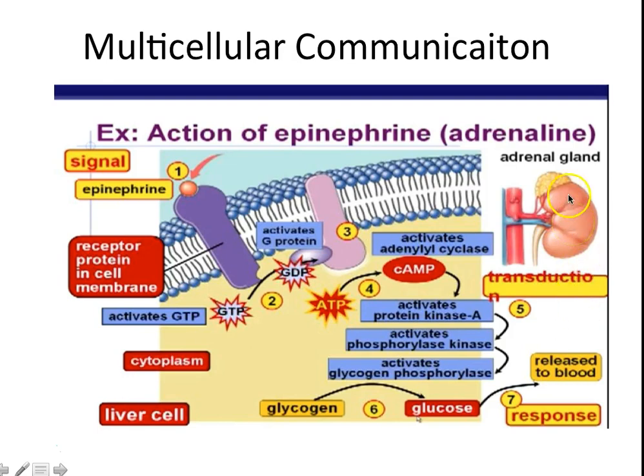So the first thing that happens is the adrenal gland releases epinephrine. And if you remember, that's released in that fight or flight situation when your body is going to need some serious glucose to either fight or flight, aka run away. So your body releases that epinephrine, and it's going to come and bind right here to this receptor.